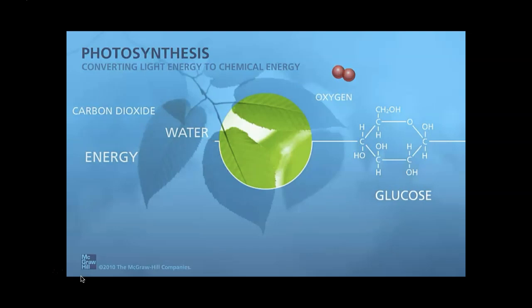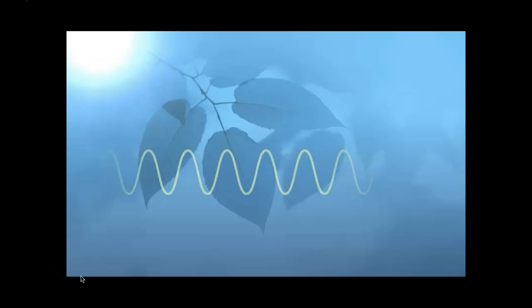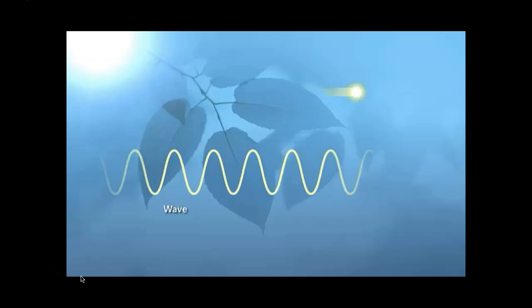The energy for photosynthesis originates in the sun and arrives at the earth as sunlight. This light has both a wave and a particle nature. The particles, or photons, are the smallest units of light. Photons oscillate along a path, which is measured as wavelengths.